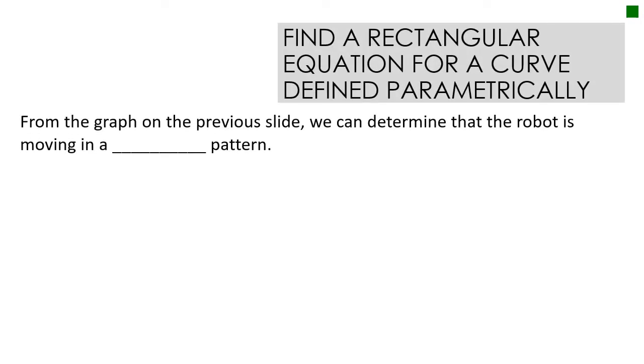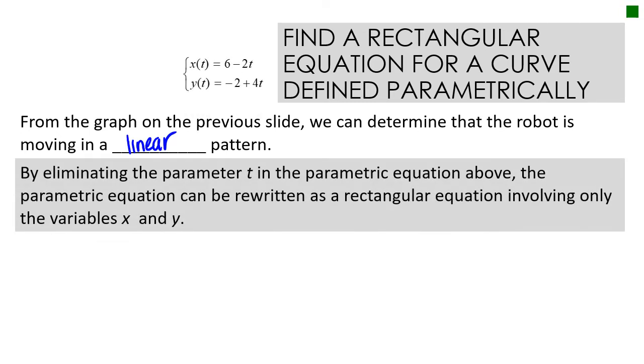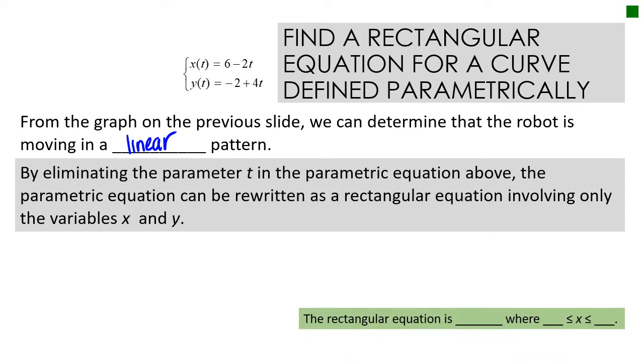From the graph on the previous slide, we can determine that the robot is moving in a linear pattern, so it's moving on a line. By eliminating the parameter t from the parametric equations above, the parametric equation can be written as a rectangular equation involving only the variables x and y. We know that x is equal to 6 minus 2t and y is equal to negative 2 plus 4t. To write an equation in terms of just x and y, let's first solve this equation for t so I can use substitution.